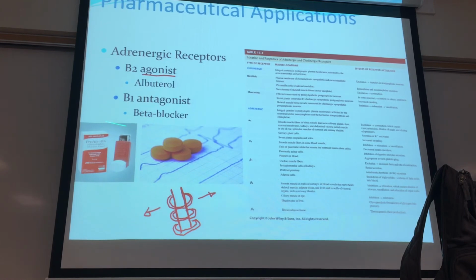So beta blockers, or beta-1 antagonists, slow down the heart rate by blocking epinephrine on cardiac muscle fibers.